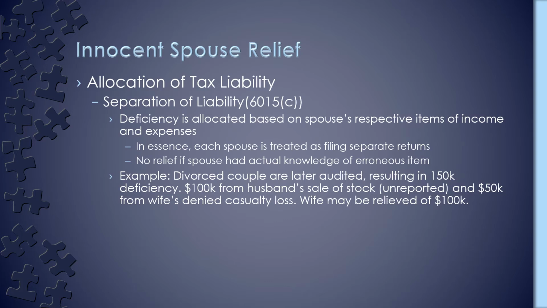Here's just a quick example. If you have a divorced couple and you're both later audited, if there's a $150,000 deficiency as a result of $100,000 of unreported income, which is attributable to your husband's sale of stock, and you yourself had a $50,000 deficiency related to a denied casualty loss, then you would get relief basically as a third of the total deficiency, or $100,000. As clear as mud, as they say.